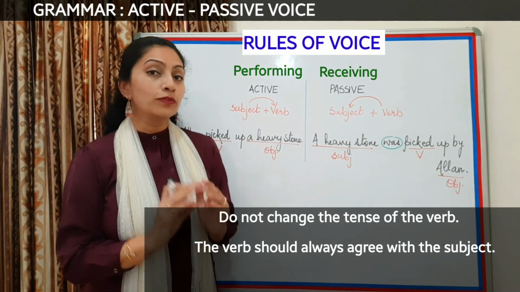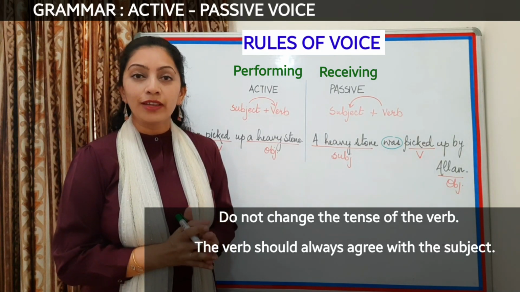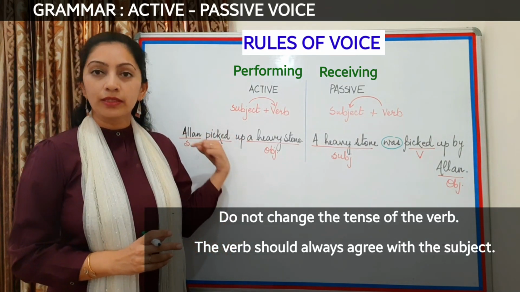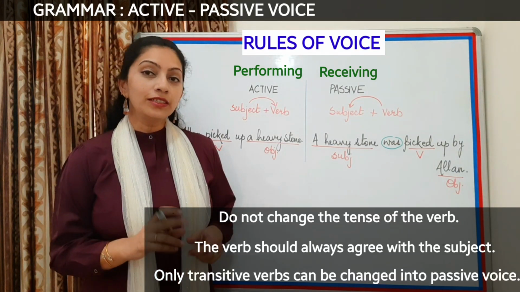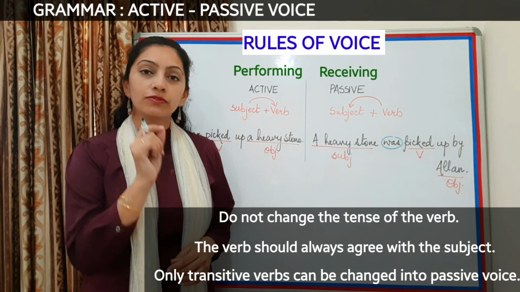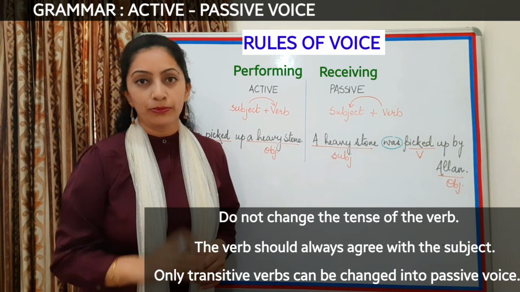The second rule is that the verb should always agree with the subject. There is a concept of subject-verb agreement, wherein the verb has to agree with the subject in terms of singularity or plurality. The third rule says that only transitive verbs can be changed into passive voice.